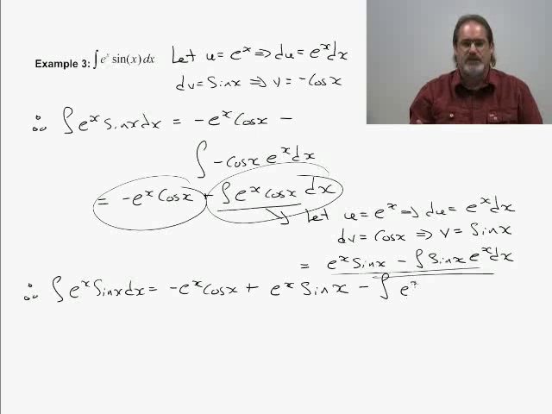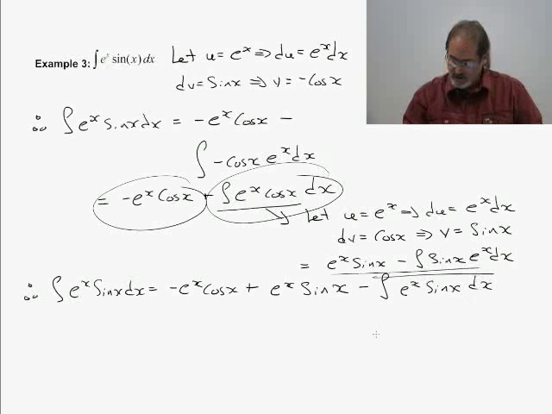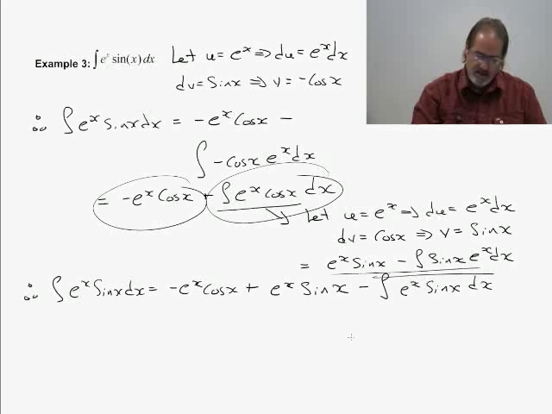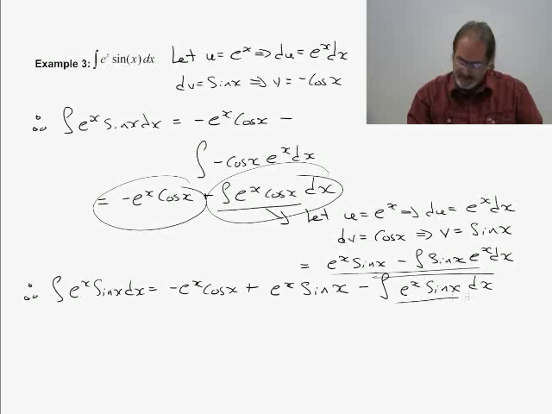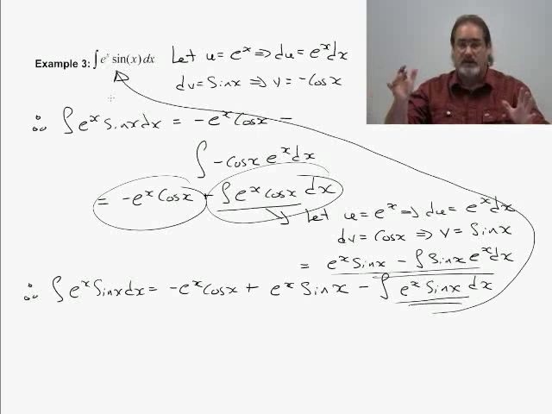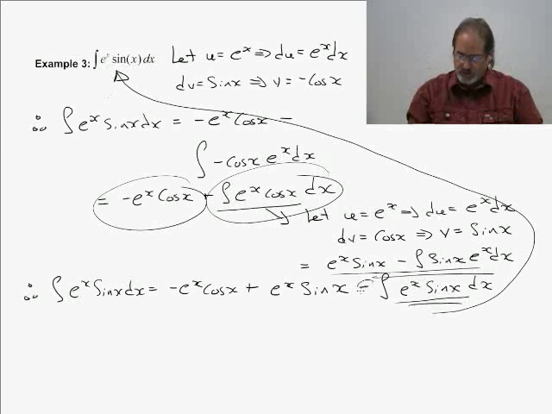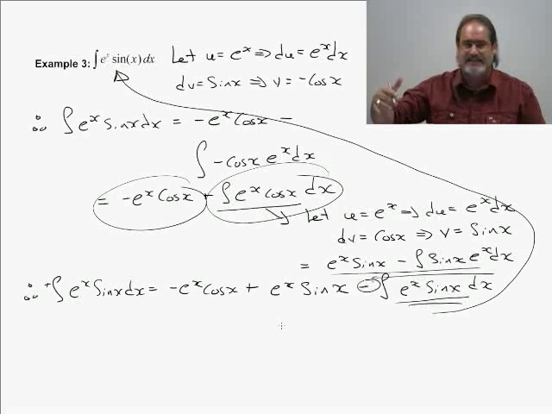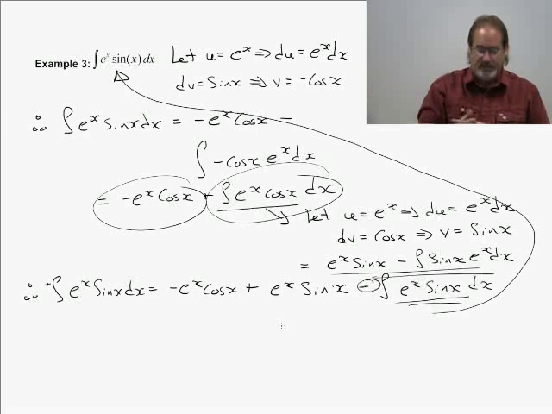Now, that may feel like we're running around in circles, and that's only because we are. This is our original problem, right there. However, notice that this is a negative and this is a positive. In other words, they won't cancel each other out, and that's a good thing. So what I'm going to do is move the integral of e to the x sine x dx on the right over to the left.